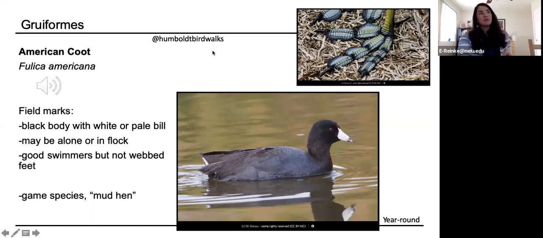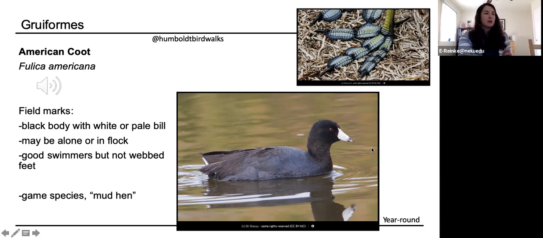I also wanted to point out this cool Instagram account I just found. If you live near Humboldt Park, Humboldt Bird Walks, they do guided birding walks. Even right now, they just started doing them in person again around Humboldt Park. And they also just post birds that they see at Humboldt Park. And they just posted an American coot a couple days ago, which is not too far from Northeastern. So I recommend you follow them if you're interested in seeing some of the local birds and seeing who's in the area at any given time, because whoever was running that account is clearly a birder.